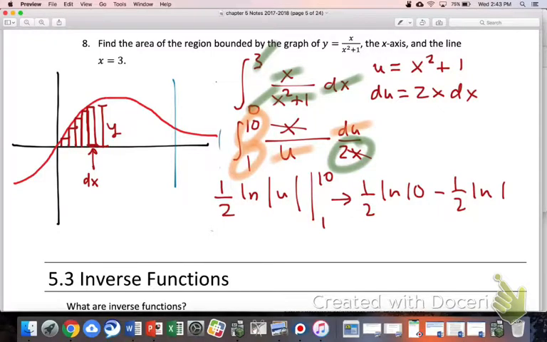So that'd be the most simplified then? Or would you take that answer? I would take that answer for sure. ln of 1 is 0, so you could just write 1/2 ln of 10. But I would take that answer too. That's fine. Okay, Jake, did I clear anything up for you? Yeah, that makes sense. Thank you.